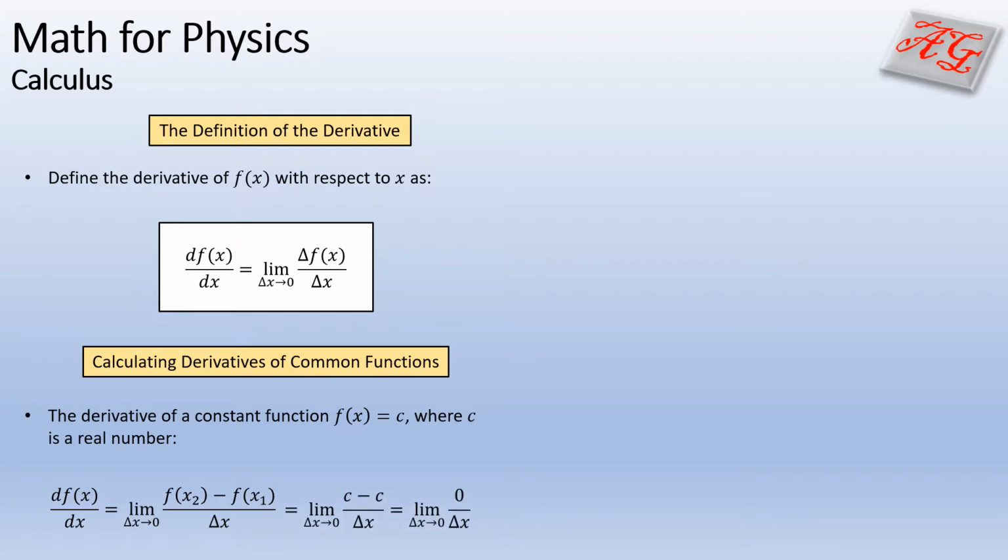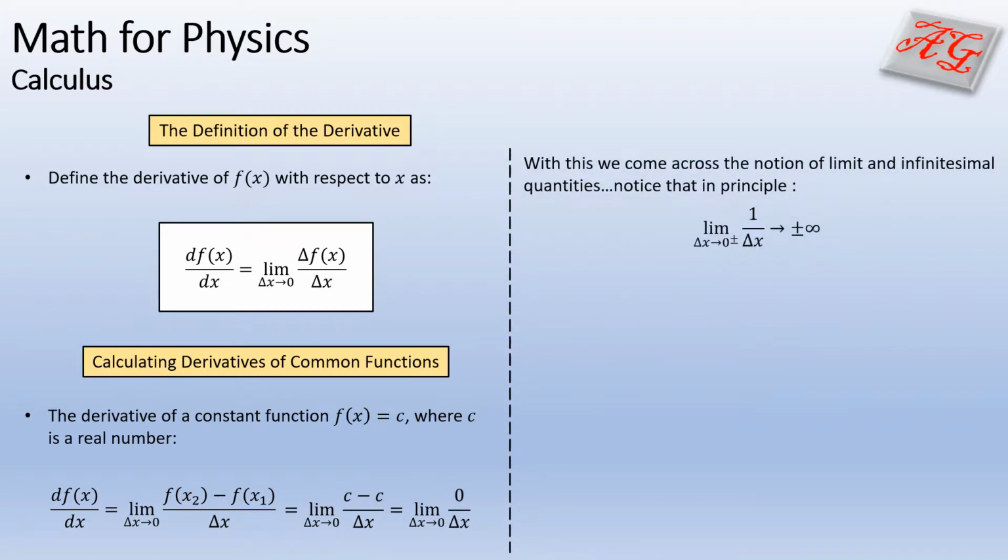This clearly implies that the derivative of this function is given by the limit as delta x approaches 0 of 0 divided by delta x. Now, this is important since we now come across the notion of limit and infinitesimal quantities. Notice that when we take the limit when delta x approaches 0 of 1 divided by delta x, the result is plus or minus infinity, depending on the side from which the quantity approaches 0. So we have the case of an infinite quantity multiplied by 0 that is clearly not well defined.